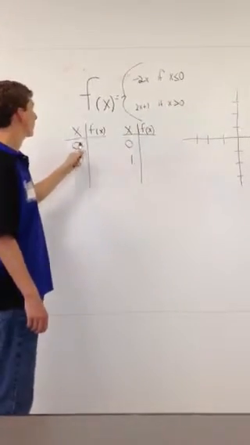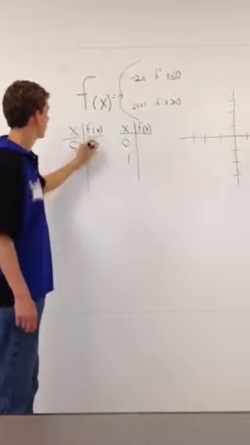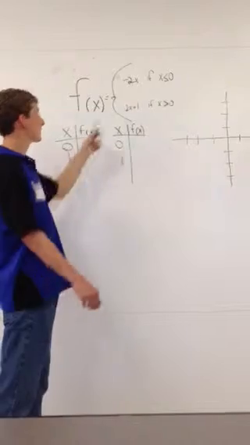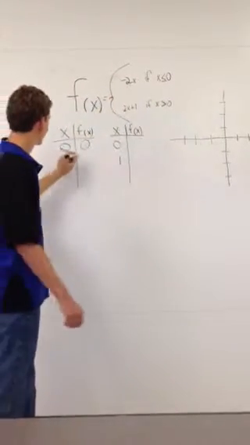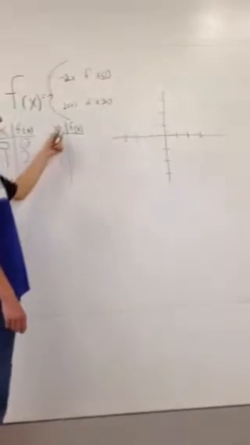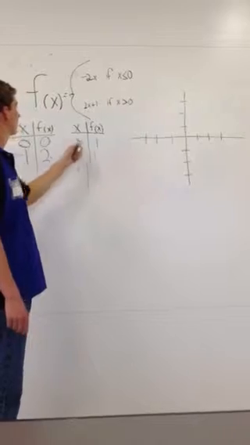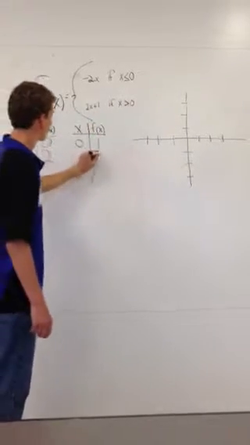And we're going to plug the 0 into this first formula, and that equals 0. And then we're going to plug a -1 into that formula, and that is +2. And then, for this one, we're going to plug a 0 into this formula, and that is 1. And for this one, we're going to plug a 1 here, and that's a 3.